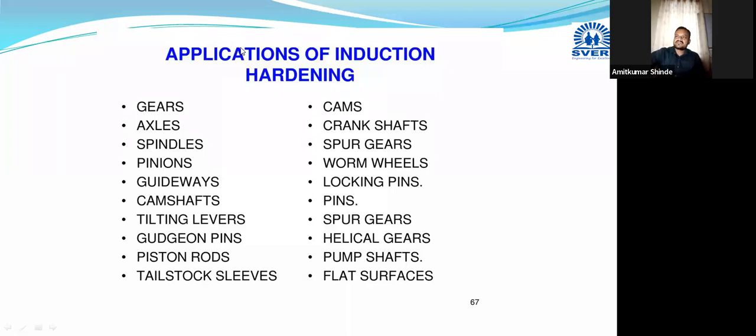Please mention your roll numbers in the chat box for attendance purposes, and you can leave the session. We have completed this chapter, treatment of steels. Tomorrow we'll start the introduction to powder metallurgy.